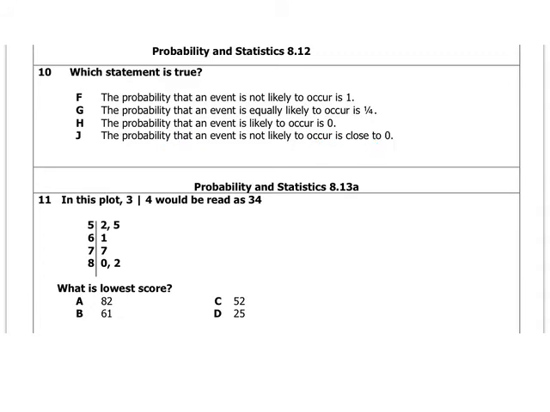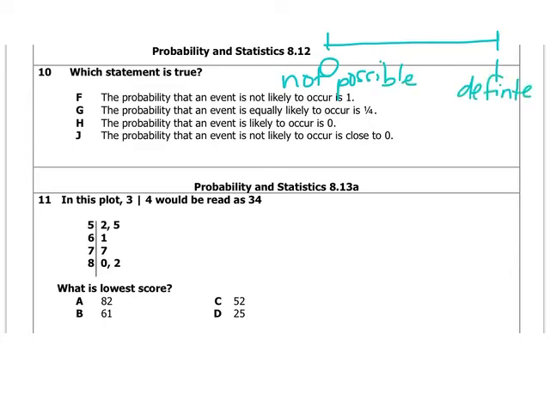Well, we have a scale for probability that we learned that goes from a 0 to a 1. 0 is not possible, and 1 is definite, meaning yes, it's gonna happen. So clearly that it's not likely can't be a 1 if that's definite. Equally likely would be right in the middle, and that would be 50-50 or 1/2, so it's not G. Is likely to occur couldn't possibly be 0 because that's impossible, so it's got to be J. The probability that an event is not likely to occur is close to 0.